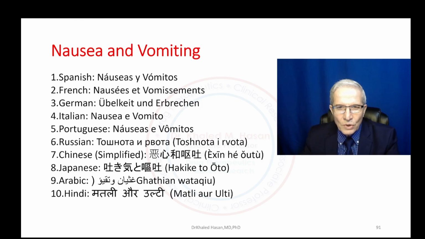I tried to figure out another name for nausea and vomiting in other languages. As you can see here, we have the term for nausea and vomiting in 10 languages. So for Spanish, French, German, Italian, Portuguese, and so on.